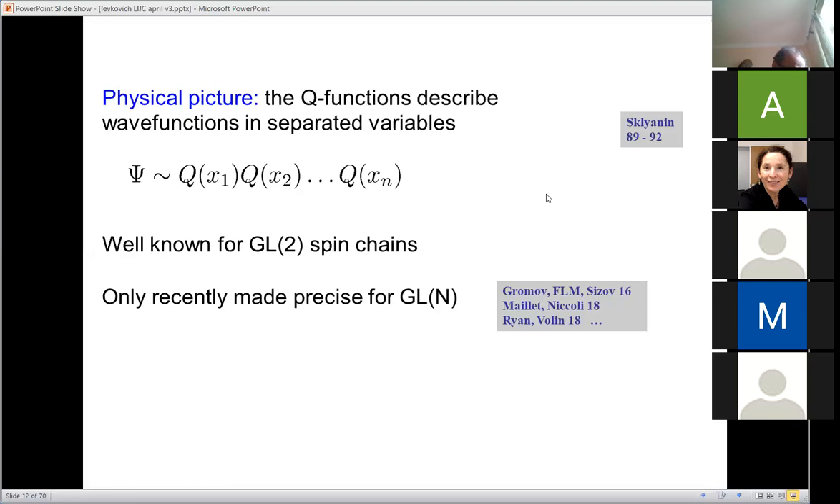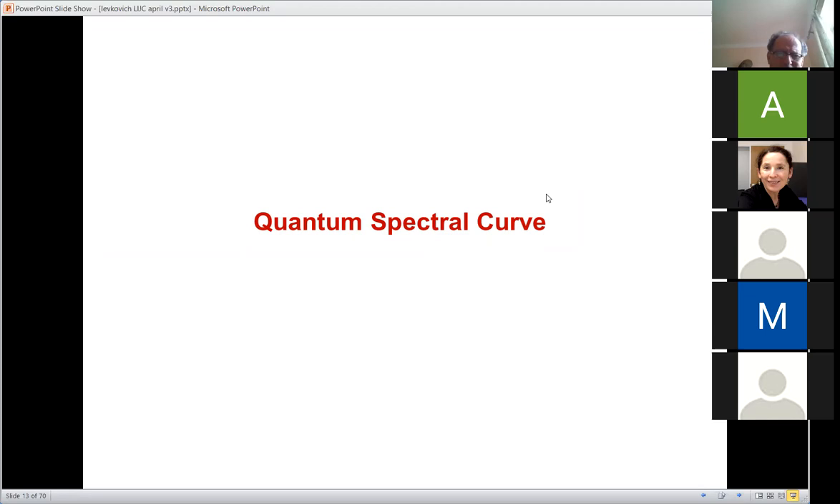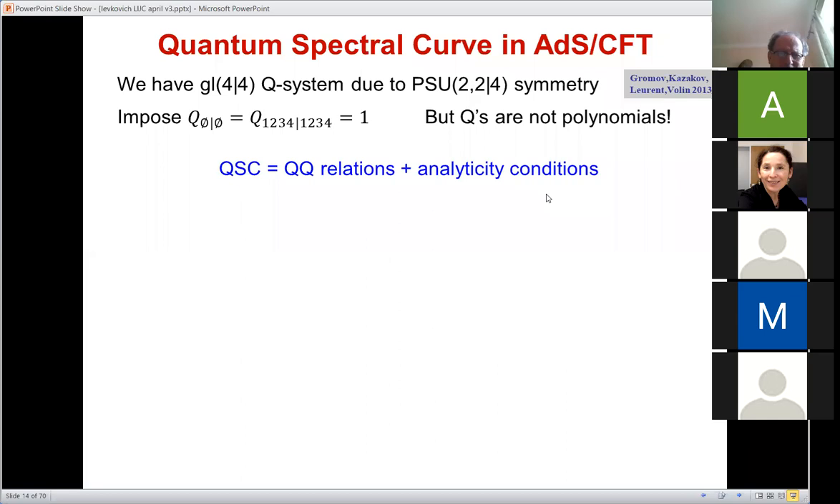Okay, so that concludes the part about spin chains. Now let me describe how the construction actually is realized in N=4 super Yang-Mills. Without giving any derivation, again, I only give the final result.